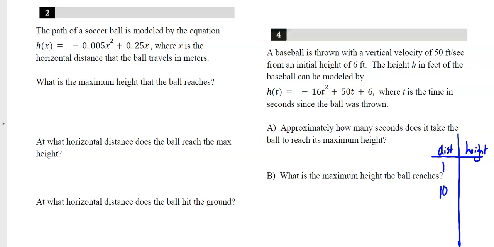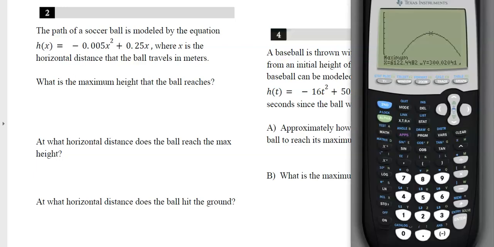But we're going to put this in our calculator. So let's pull it up and go to a new Y equals. Clear this one out. Negative 3.125x squared plus 0.25x.